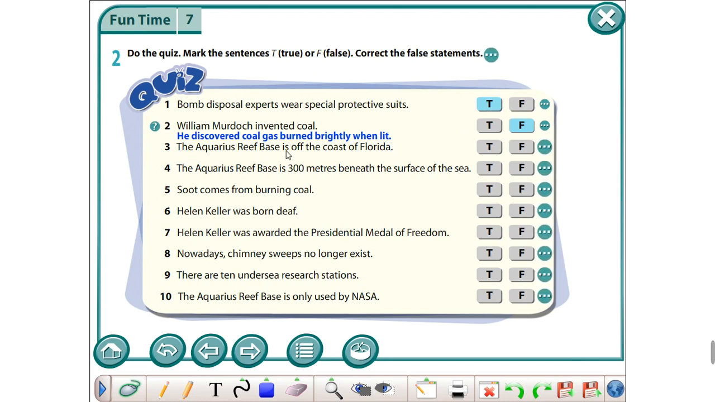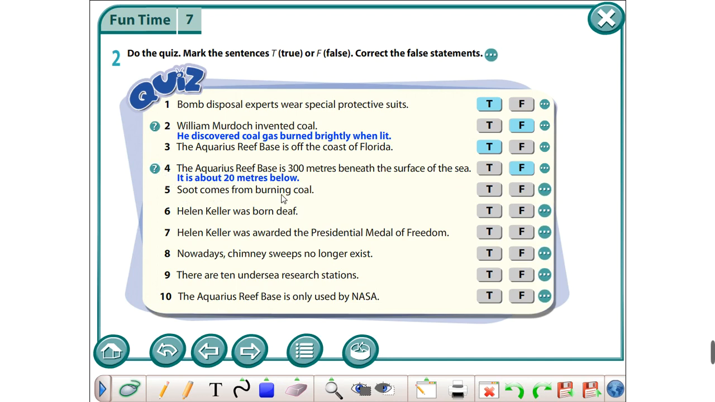The Aquarius Reef Base is off the coast of Florida. This is true. The Aquarius Reef Base is 300 meters beneath the surface of the sea. This is false. You have to correct it. It is about 20 meters below.